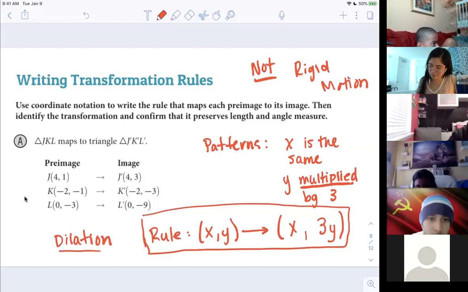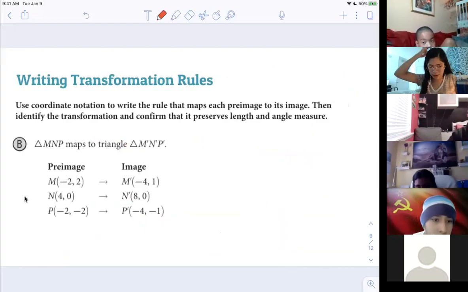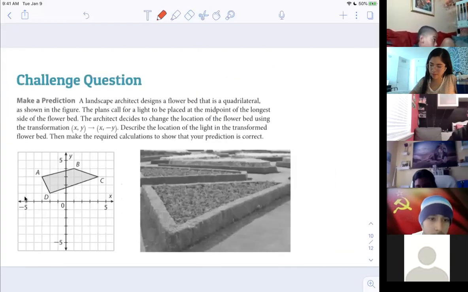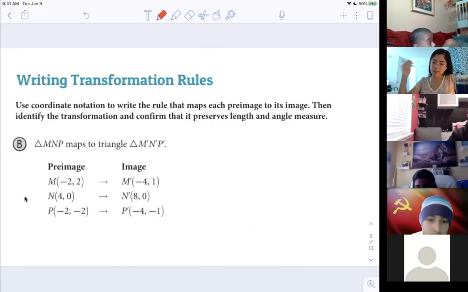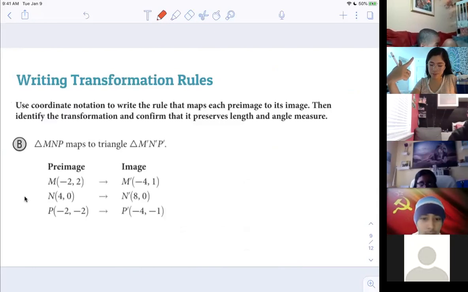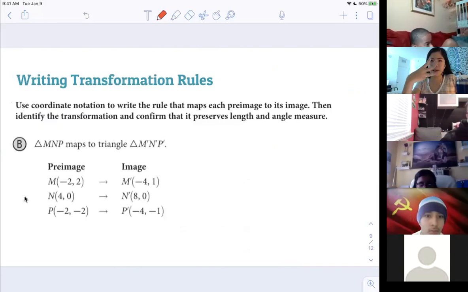All right. Last one, I think. All right, same idea, but now I want you guys to try it on your own. Figure out the pattern, write a rule if you can think of one, and then try and see if you can figure out what type of transformation it is. Take 3 minutes to do that.